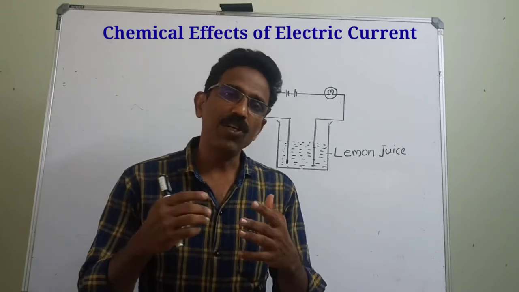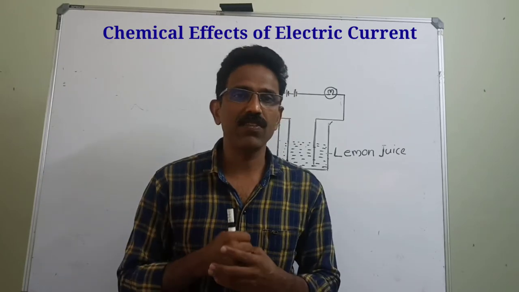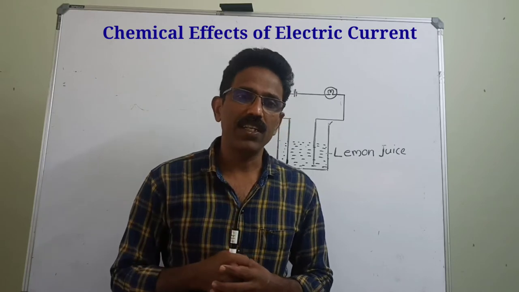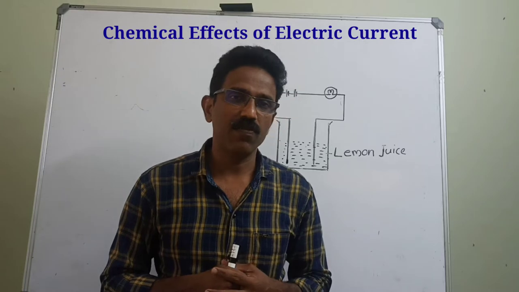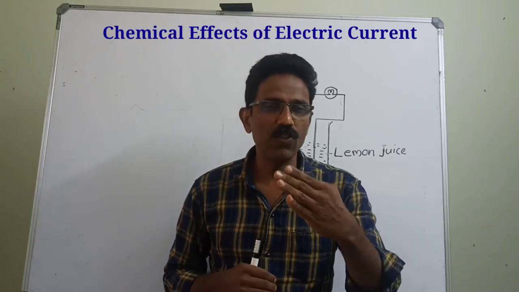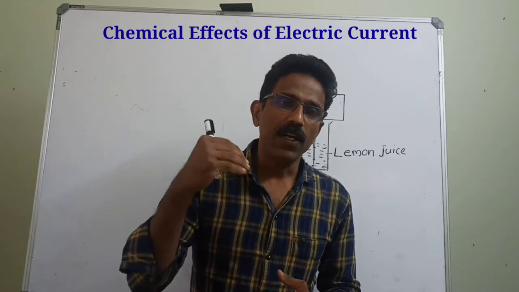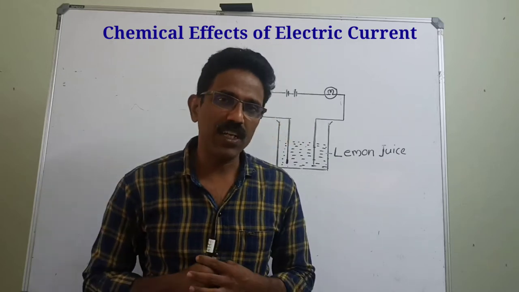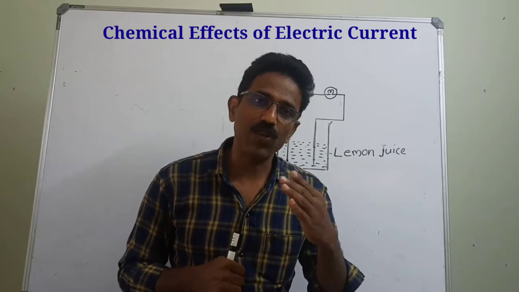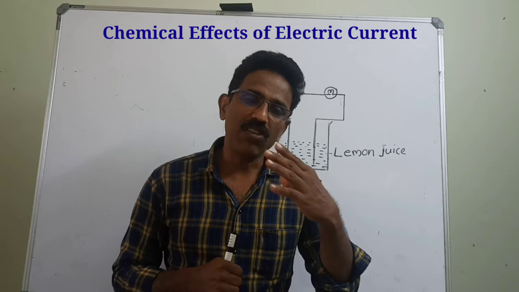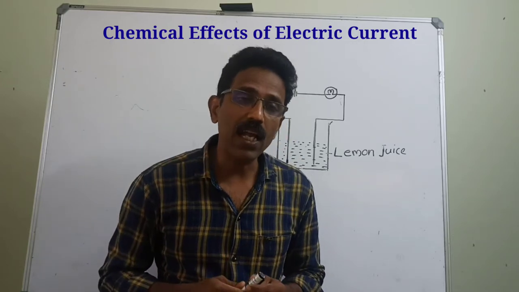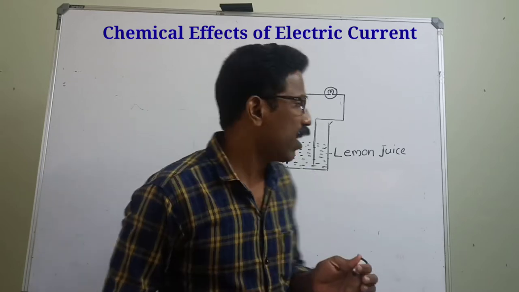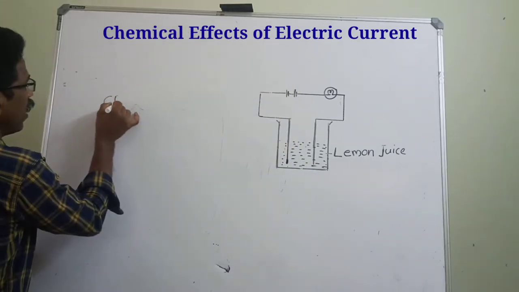And conductivity of different materials you have tested in 6th standard by using a conduction tester. In 7th standard you have studied the magnetic effect of electric current and heating effect of electric current. So electricity is having another effect, that is the chemical effect of electric current.